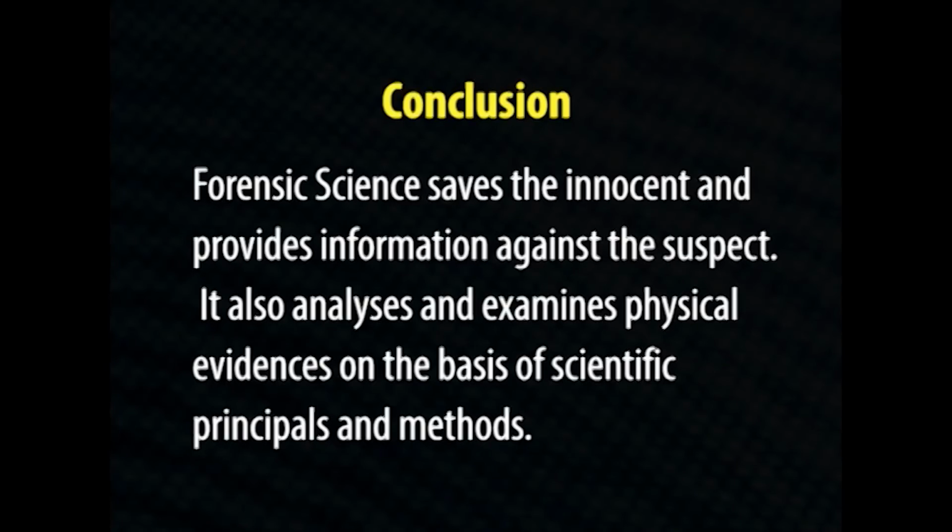At the conclusion of this lecture, we are now able to understand how forensic science is playing a crucial role in the prevention of crime. Forensic science saves the innocent and provides information against the suspect. It also analyzes and examines physical evidences on the basis of scientific principles and methods. In the above mentioned examples, we have seen that forensic science is remarkable in solving crime.